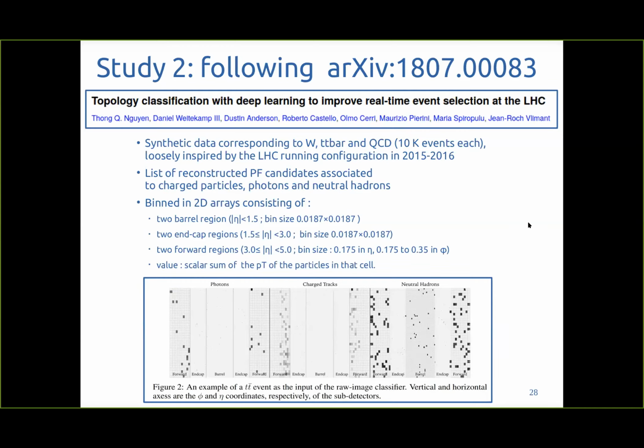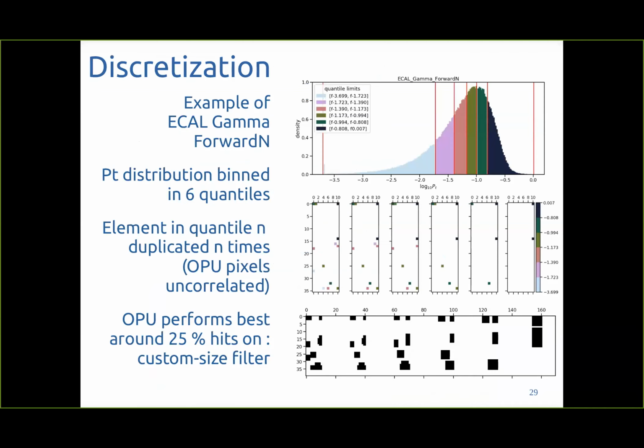And it's already been histogrammed, and we try once again to represent it in a nice way in the OPU. So the discretization step goes like this, as was done in the previous study. We check the energy distribution in one of the subdetectors. In this case, that would be gamma forward.